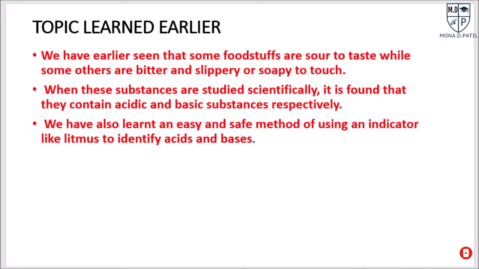Okay, then, you have already learned this topic. We have earlier seen that some foodstuffs are sour to taste while others are bitter and slippery or soapy to touch. When these substances are studied scientifically, it is found that they contain acidic and basic substances respectively. We have also learned an easy and safe method of using indicators like litmus to identify acid and base.